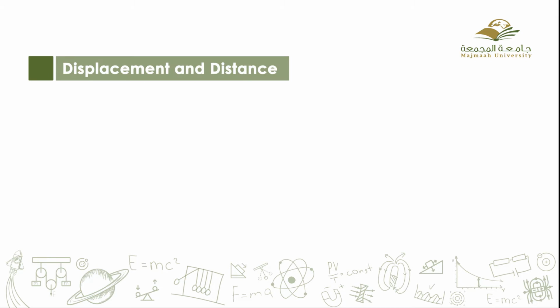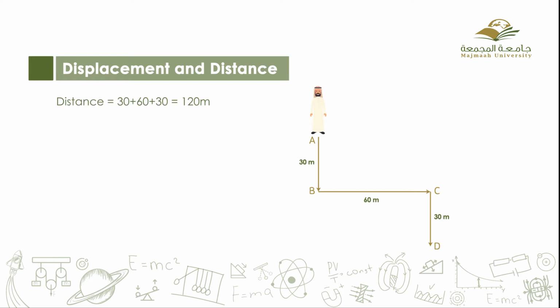Why? If you cover distance in different directions, like a car, you move in the north direction 30 meters, then to the west or east about 60 meters, and after that to the south direction about 30 meters. So the total distance that the object covered is 30 plus 60 plus 30, which is 120 meters.